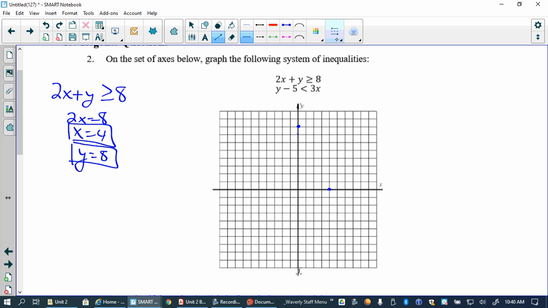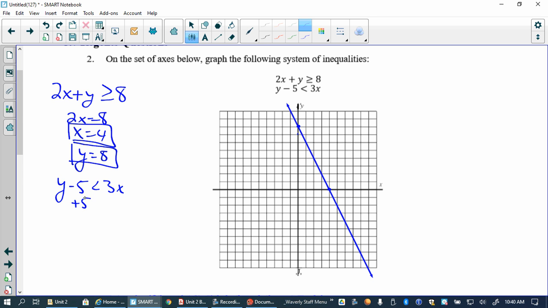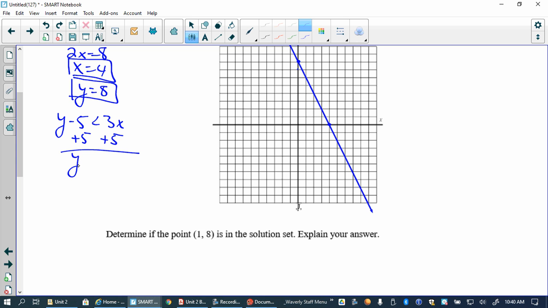The other one is, let's see, y minus, might as well put that, do this, right? Y-intercept the 5, and then up 3 over 1. And I'm running out of room, so I'll go down 3, left 1, down 3, left 1, like that. That should be a dotted line, right?